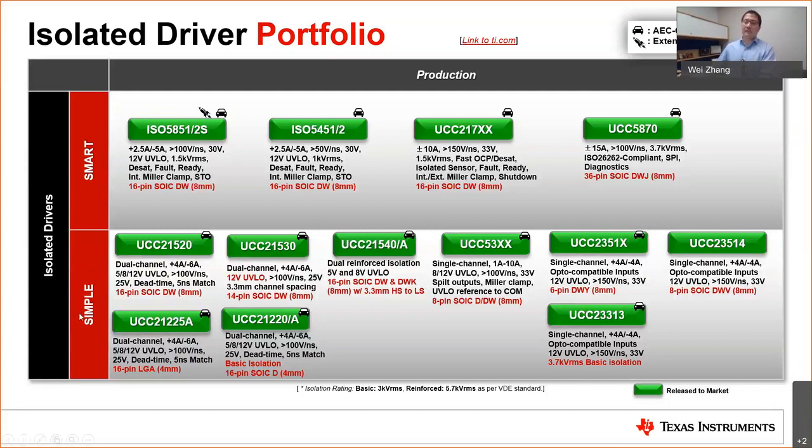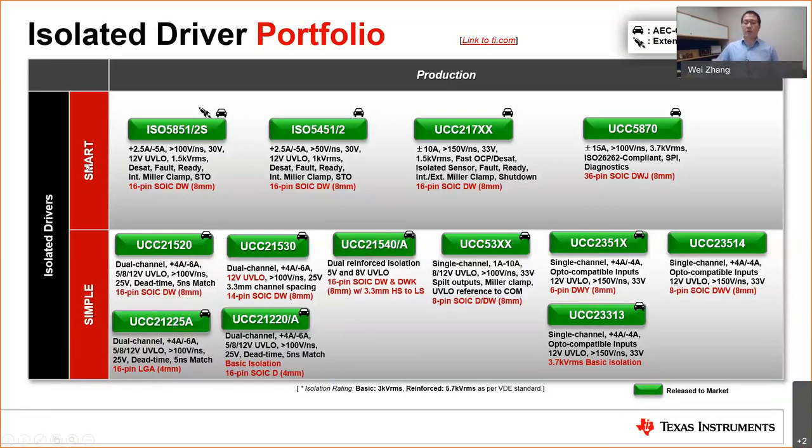So we have simple drivers. This is pretty much the single channel. We also have a dual channel. I'm sorry, it's 21520, 530, 540, and also the 225 in LGA package, 220 in narrow body package. They are all dual channel drivers with very basic UVLO protection features. We also have single channel drivers, which is UCC53. Which is CMOS input. We also have optical compatible input. It's still CMOS isolation, but it's optical compatible input. It is the 2351X family, and also have a lower isolation. 5 means 5 kV, 3 means 3 kV. So you can tell here. These are all the simple drivers, single channel or dual channel.